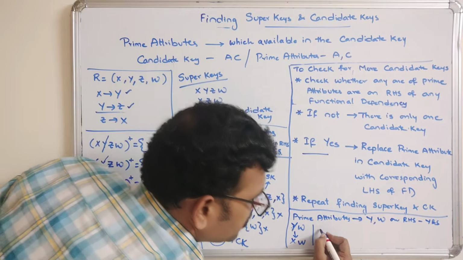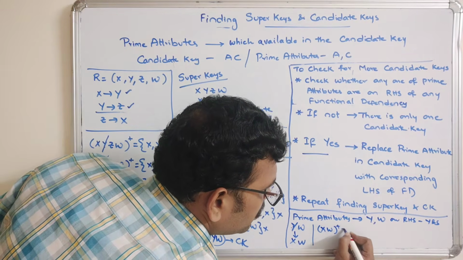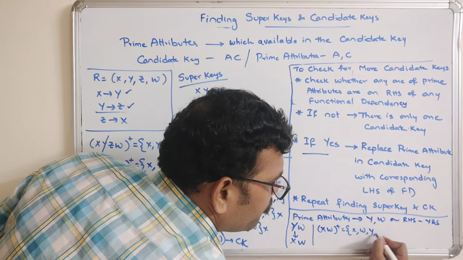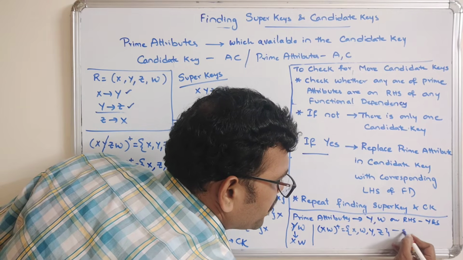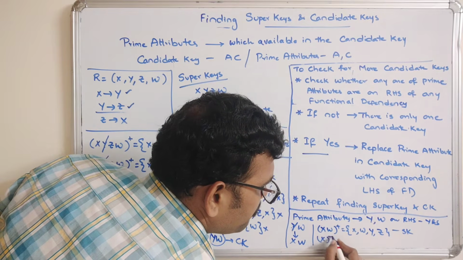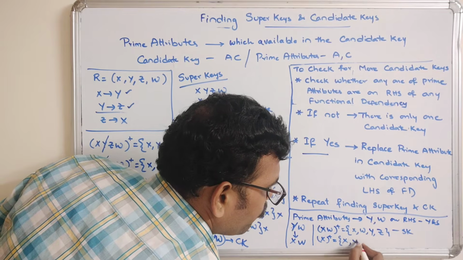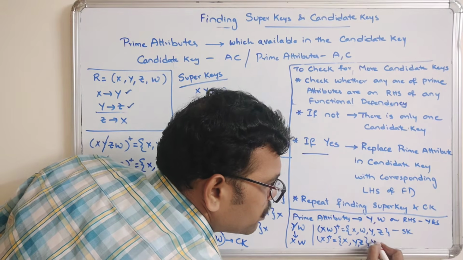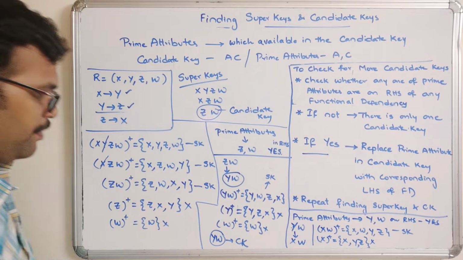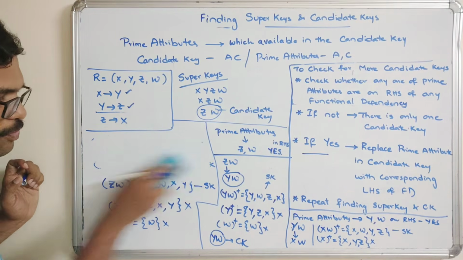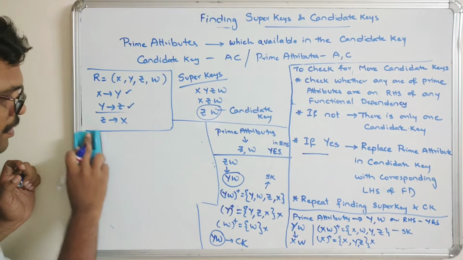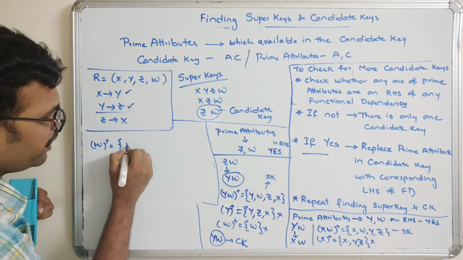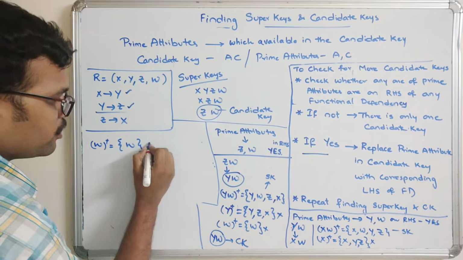Repeat the same process. Find out the closure for XW. So if you know XW, we can get X comma W. If you know X, we can get Y. If you know Y, we can get Z. So this is a super key. And find out the closure for X plus. If you know X, we can get Y. If you know Y, we can get Z. But we can't determine W. So this is not a super key. Similarly, W plus closure. If you know W, we can get only W. We can't determine X, Y, Z. So this is not a super key.